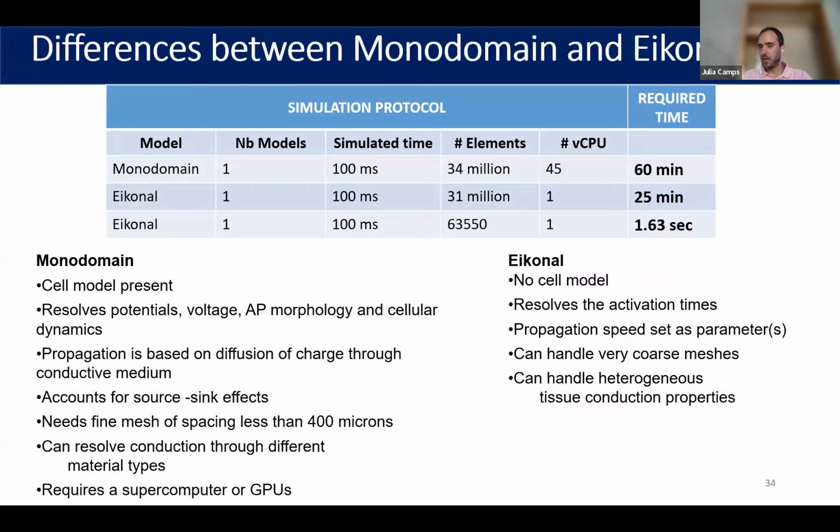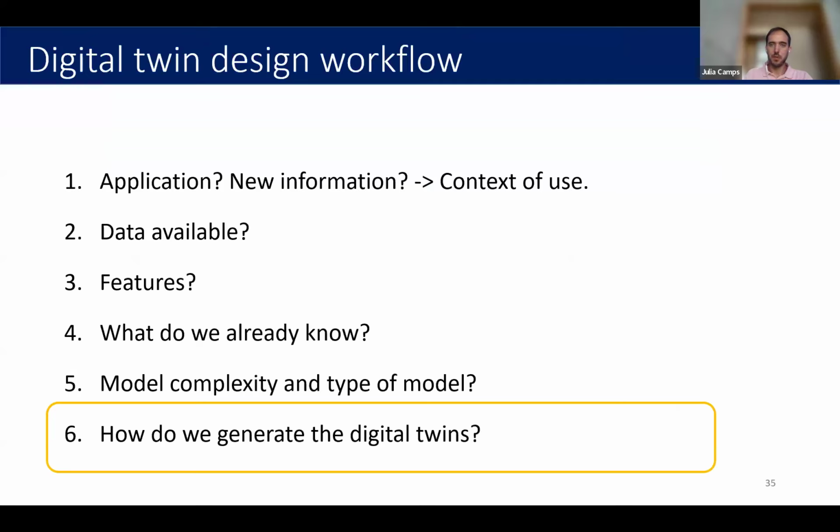But while still being similar, what you can see in this table is that the monodomain using high-performance computing will take 1 hour for 100 milliseconds of simulation, whereas the iconal takes less than 2 seconds on a desktop computer. It only needs 1 virtual CPU for this. So with this simplification on the model, we can bring our digital twin adventure back into a feasible range in which we will have resources to run this, and it will be feasible for pharmaceutical companies or whoever is going to be doing these experiments to do them.